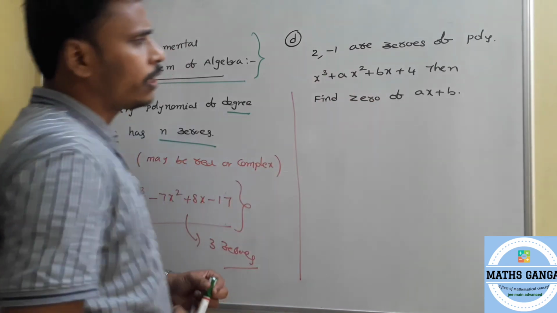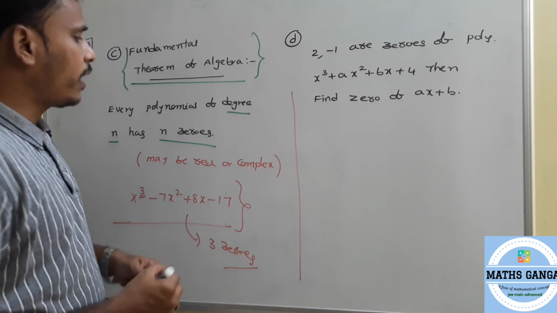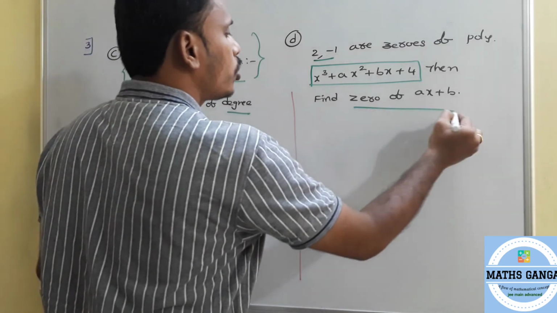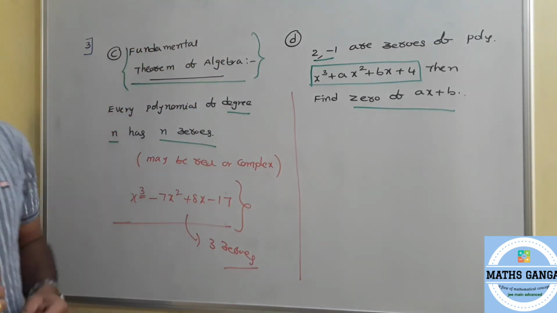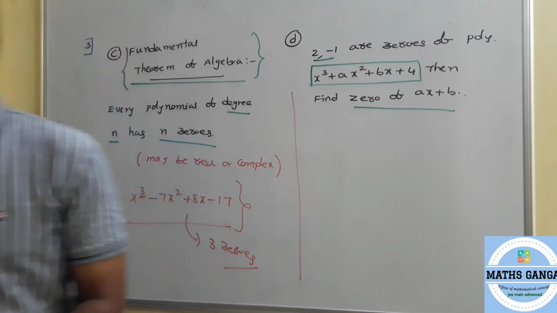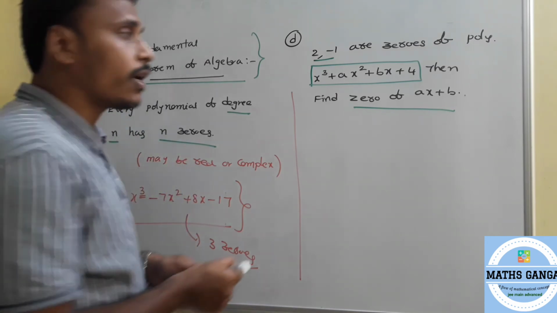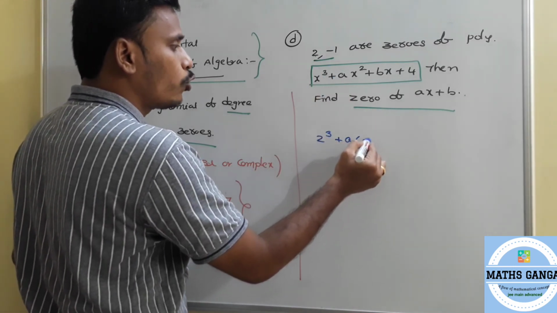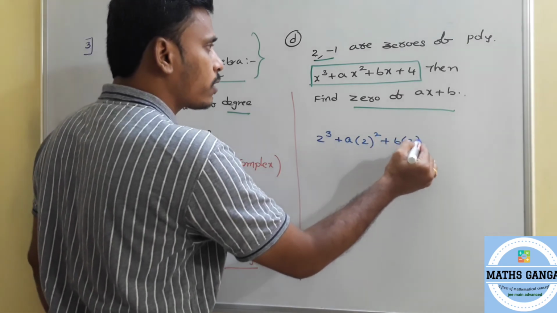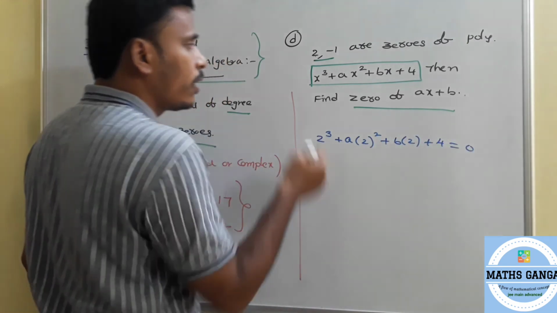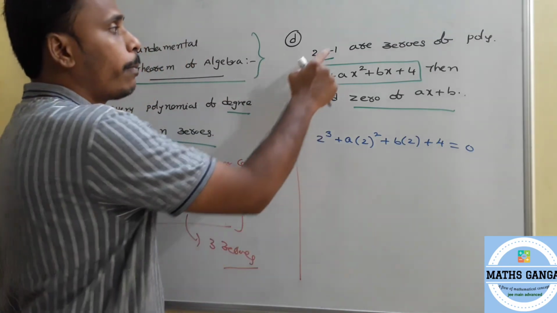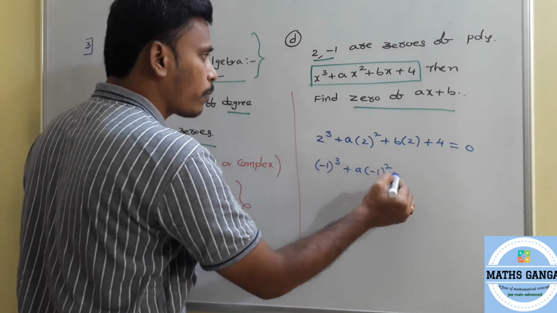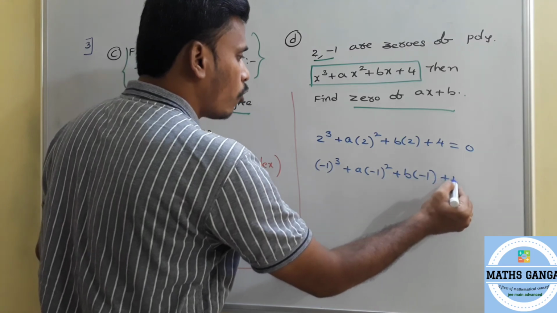And I have one problem here, related to the zeros. 2 comma minus 1 are zeros of this polynomial. Then we need to find the zero of ax plus b. First of all, 2 comma minus 1 are zeros of the polynomial. So zero in the sense, if you replace x with that zero, you will get the answer as 0. Since 2 is a zero of this polynomial, 2 cube plus a into 2 square plus b into 2 plus 4 is equal to 0. Why? Because 2 is the zero of this polynomial. Minus 1 is also a zero. So minus 1 cube plus a into minus 1 square plus b into minus 1 plus 4 is equal to 0.